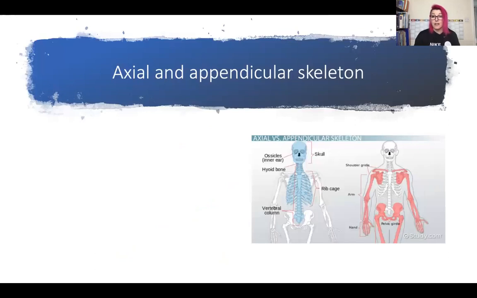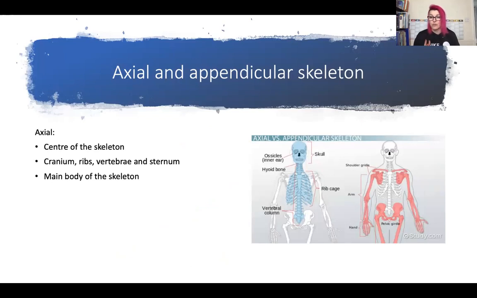So the skeleton is broken down into 2 parts, so you will need to know this. It's axial and appendicular. If we look at what the axial comprises of, we have the center of the skeleton. So you've got the skull, the spine, and the rib cage. So that is your axial: cranium, ribs, vertebrae, sternum. You will need to know that, so make a note of that. I'm sure there will be questions on that.